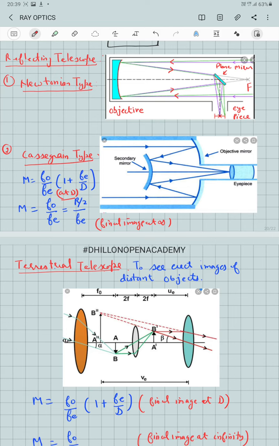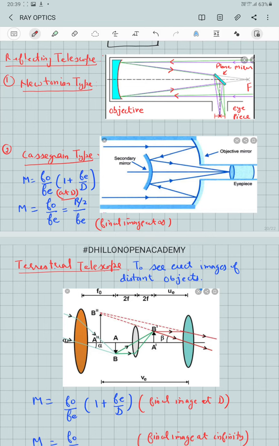So in this case, if f0 and fe are the focal lengths of the objective mirror and that of the eyepiece, then if the final image is formed at the least distance of distinct vision, the magnifying power will be f0 over fe into (1 plus fe over d). Or if the final image is formed at infinity, then the magnifying power will be f0 over fe. We know that for spherical mirrors, focal length is half of the radius of curvature. So we can also write m equal to (R by 2) over fe.